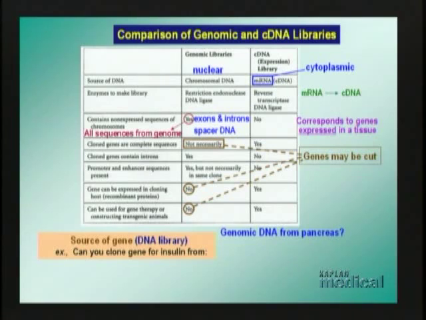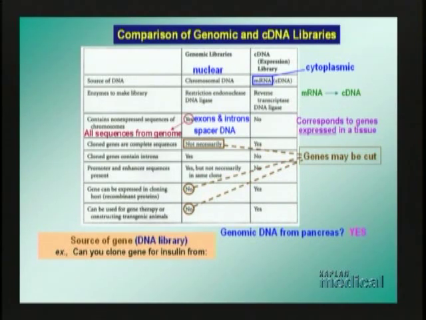If you wanted to clone the gene for insulin, can you go to your pancreas, get your 46 chromosomes? Do you have the insulin gene present? And the answer is an easy answer. The answer is yes. Why is it yes? Because everybody knows the pancreas makes insulin protein, therefore it has to have the insulin gene.